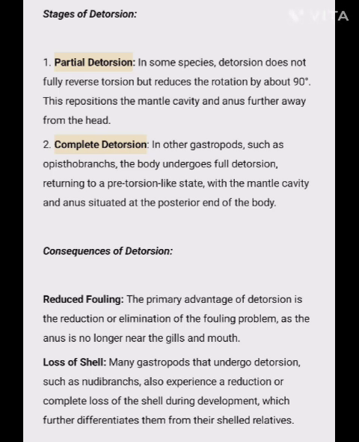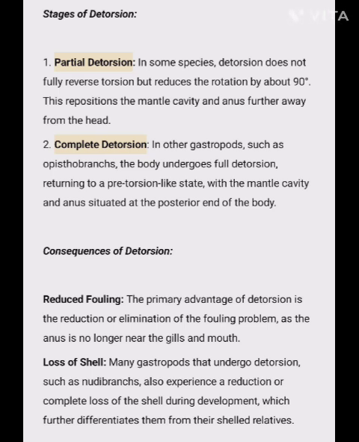2. Complete detorsion. In other gastropods, such as opisthobranchs, the body undergoes full detorsion, returning to a pre-torsion-like state, with the mantle cavity and anus situated at the posterior end of the body.